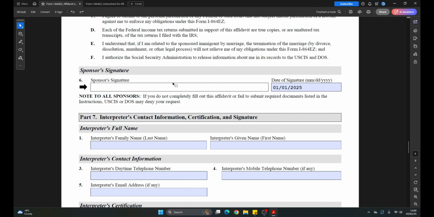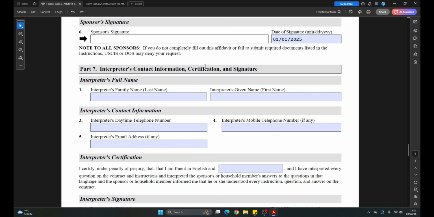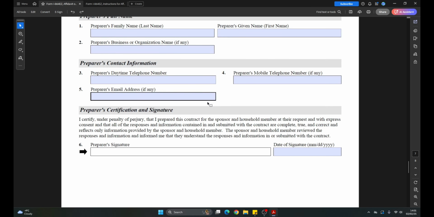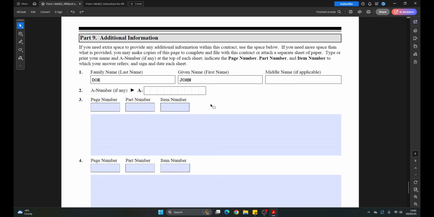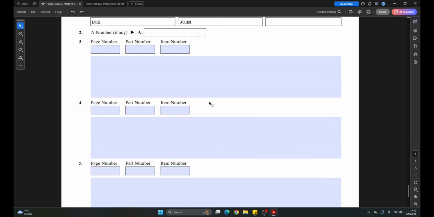So if you are sending this form to the SEAC portal, you must print out this form, sign it in a black pen, scan it, and upload it. Do not upload the signature page separately. It must be all in one file. If you used an interpreter, provide their information here. And if you used a preparer, provide their information here. And part 9 is any additional information that you would like to clarify.